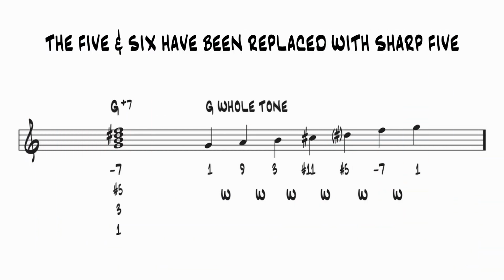An augmented dominant chord contains 1, 3, sharp 5, and flat 7. From the Lydian dominant, we replace both the 5 and the 6 with the sharp 5. This produces a consistent pattern of whole step intervals, so we call this the whole tone scale.